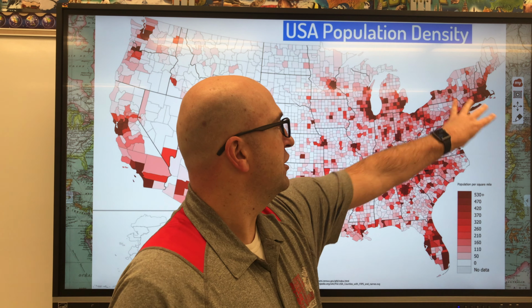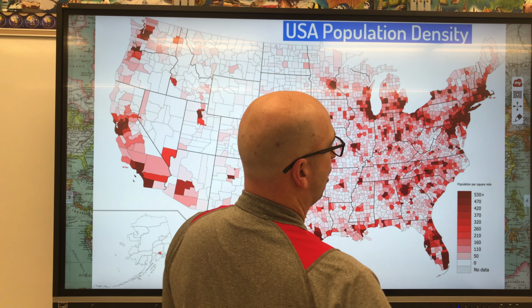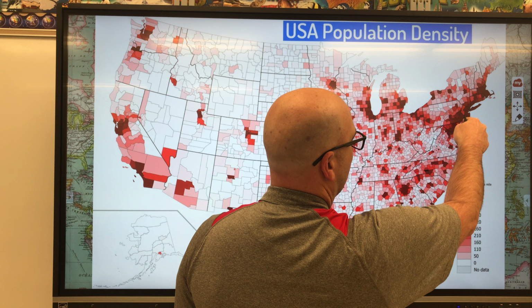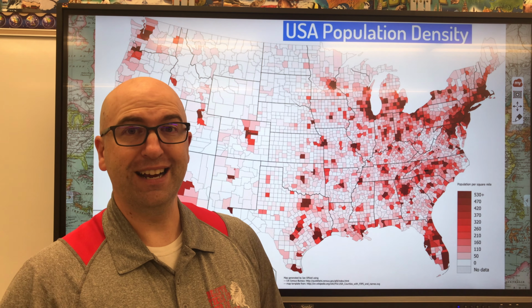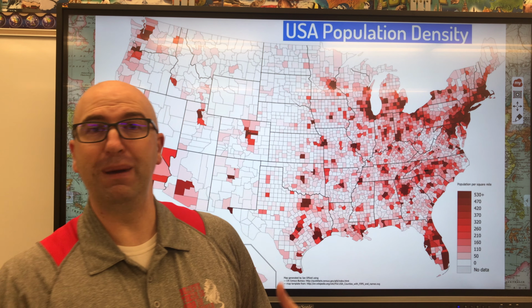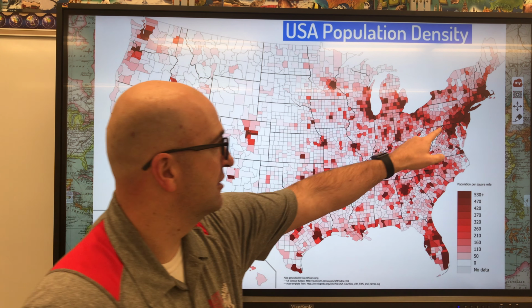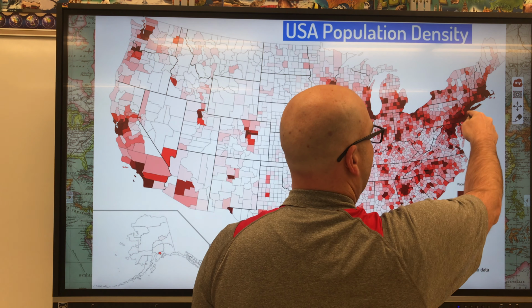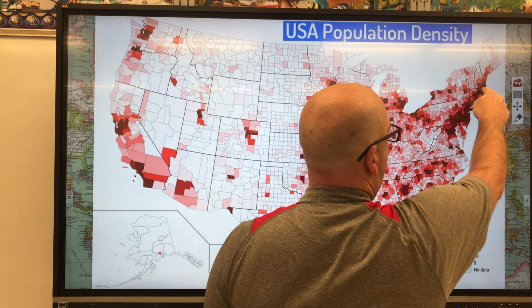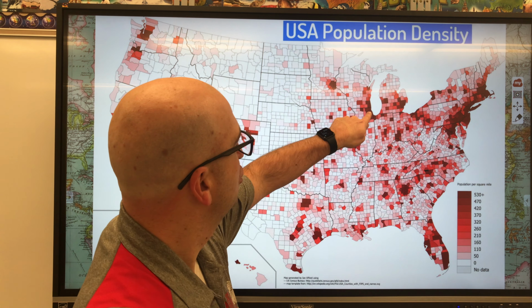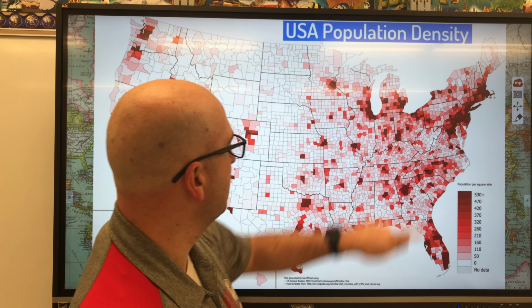If we look at the northeast part of our country, I'm going to even start with Pennsylvania, right in here. You see dark red in the southeast corner of Pennsylvania. And that makes sense. The city of Philadelphia, one of the biggest cities in our country, is located there. Same thing around here: New York City, Boston, Massachusetts, Chicago, Illinois, Detroit, Michigan.